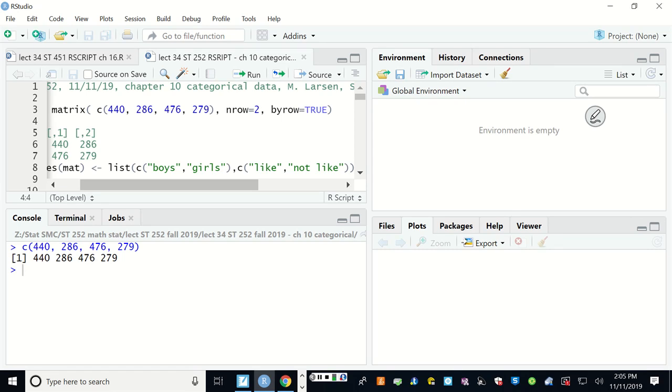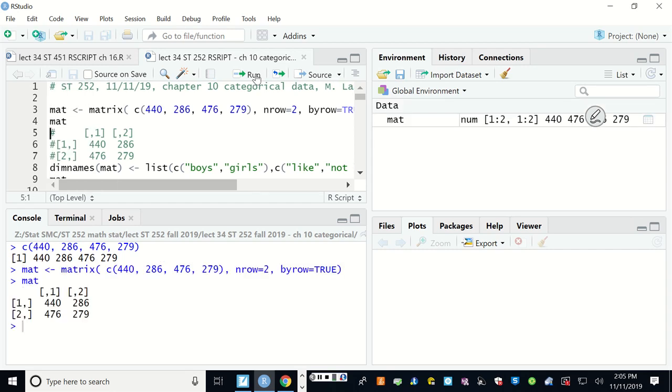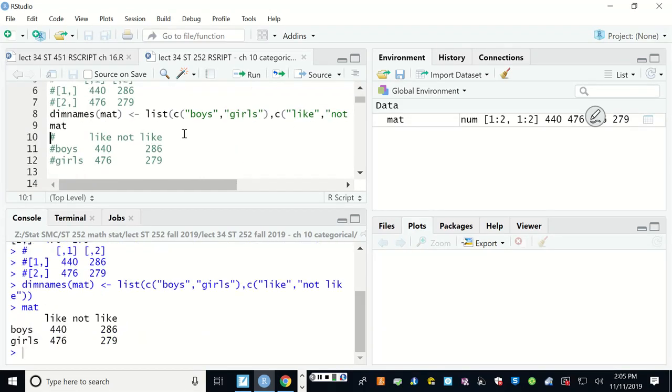If this is by row equals false, then it's going to make 440, 286, and then kind of fill it in that way. So if we do that, and then look at the matrix, that's the matrix that's in the book, the table of counts, the 2 by 2 counts. You can add dimension names to a matrix, either row names or column names. The dimension names go as a list, and so the first one is the rows and then the columns. If you do that, you can make it like that, and then it gives you the things that are labeled.